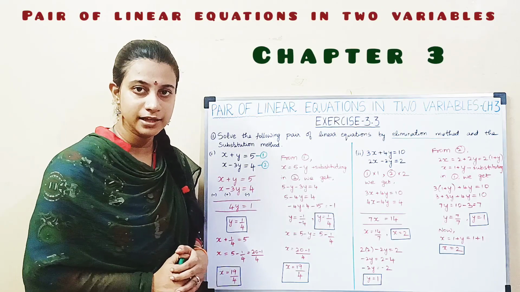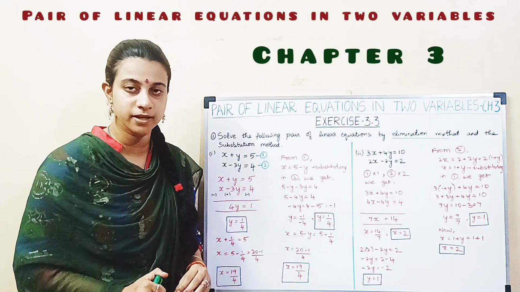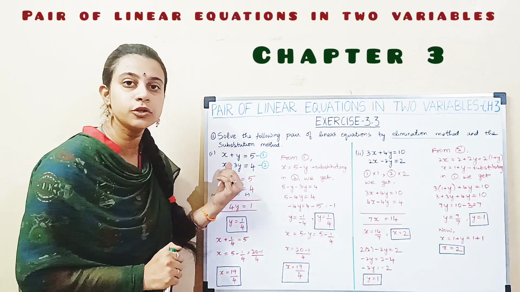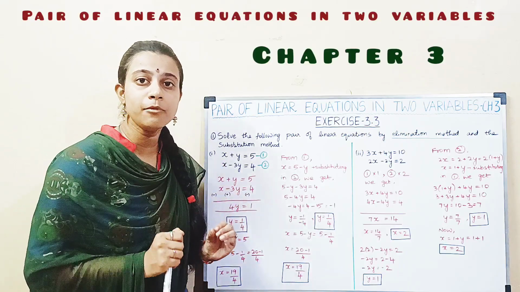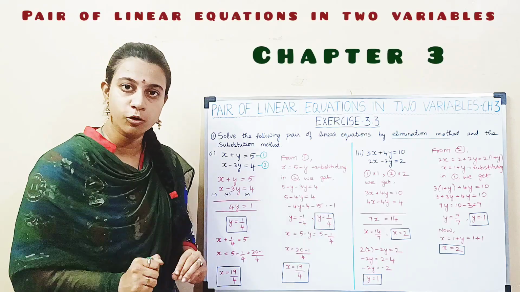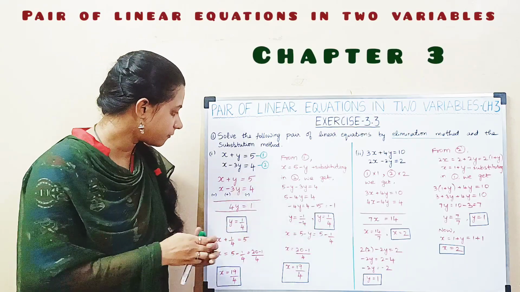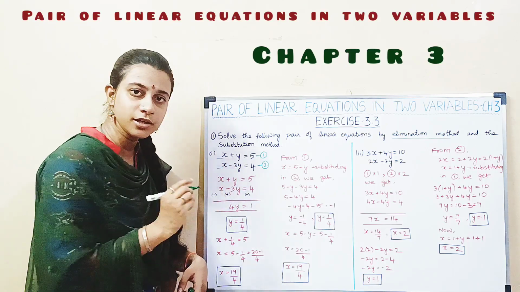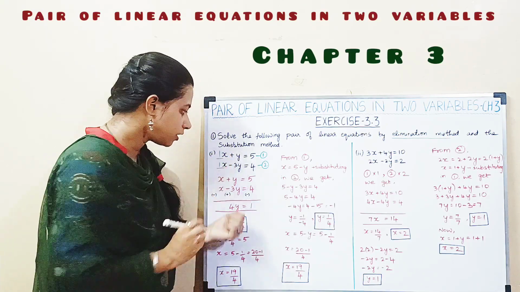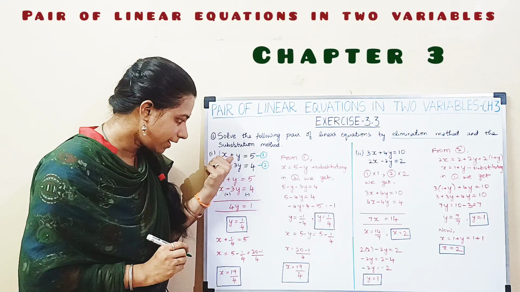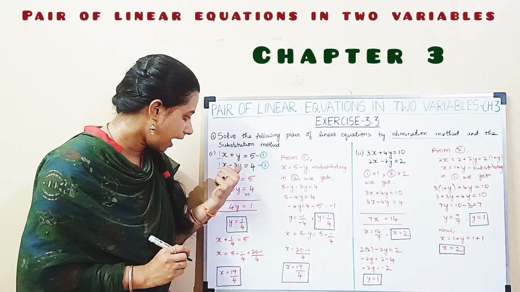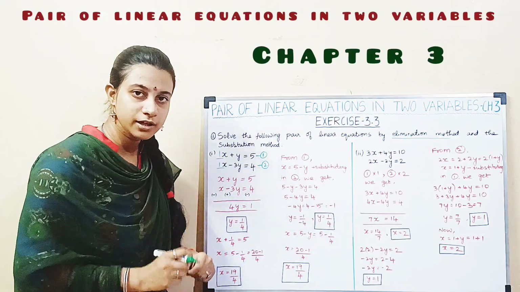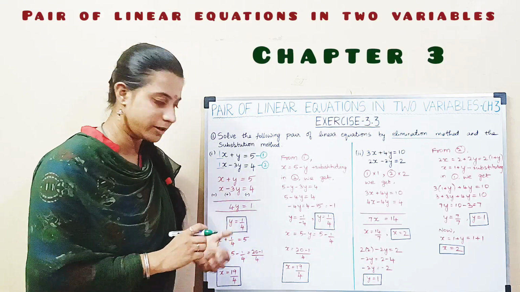Whenever we are solving a linear equation pair by the elimination method, in the first step we have to see whether either of the two variables has the same coefficient in both the equations. Here, for x, both the equations have coefficient 1. Coming to the variable y, it has 1 as coefficient in equation 1 and minus 3 as coefficient in equation 2. So here we will use the x variable for elimination.